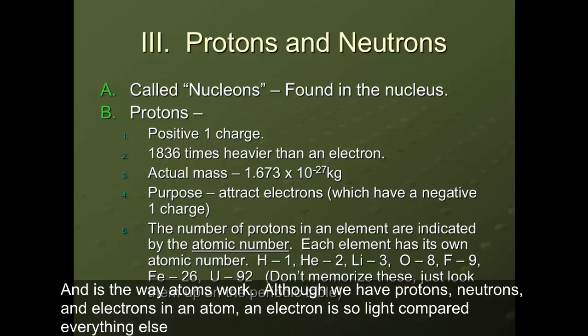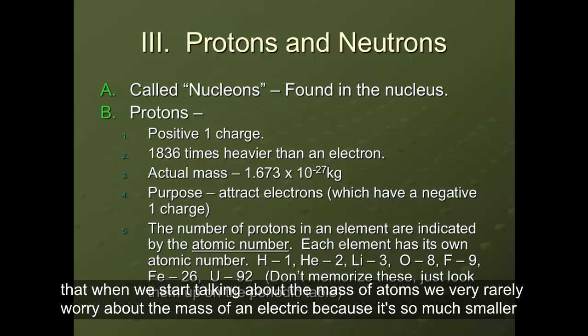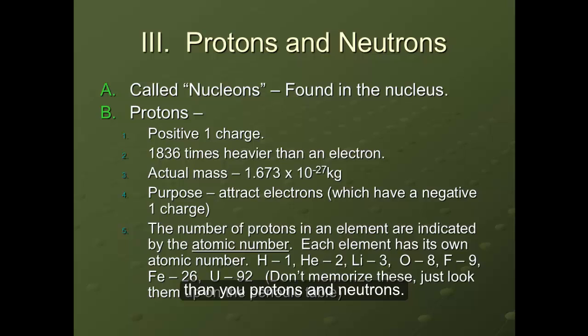And this is the way atoms work. Although we have protons, neutrons, and electrons in an atom, an electron is so light compared to everything else that when we start talking about the mass of atoms, we very rarely worry about the mass of an electron because it's so much smaller than your protons and neutrons.